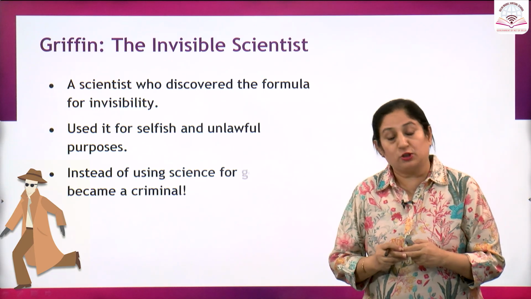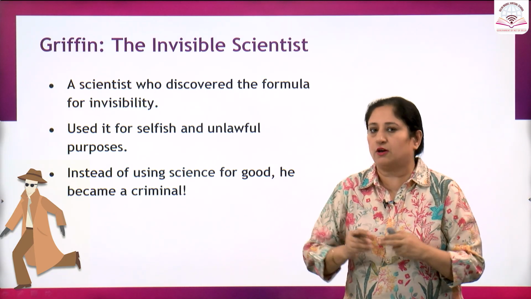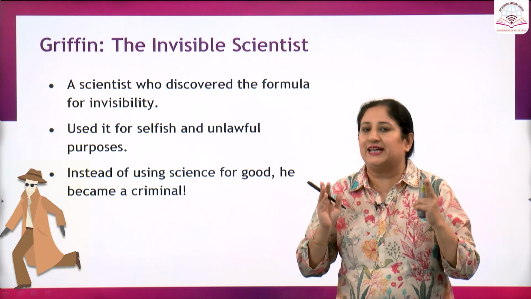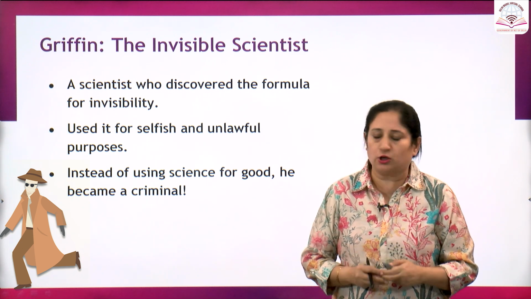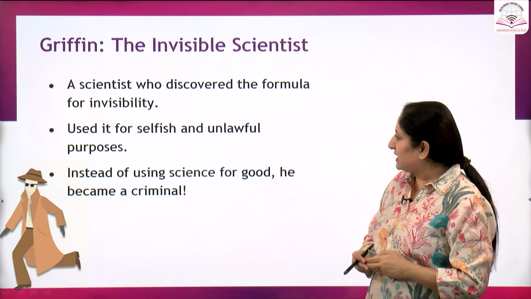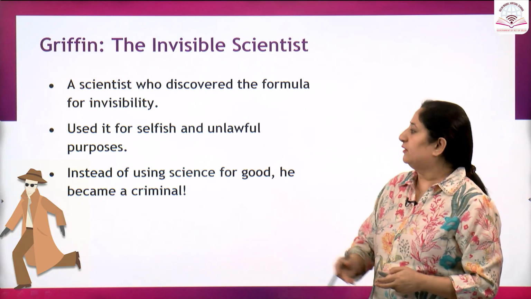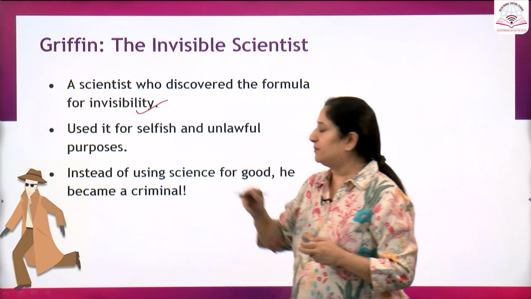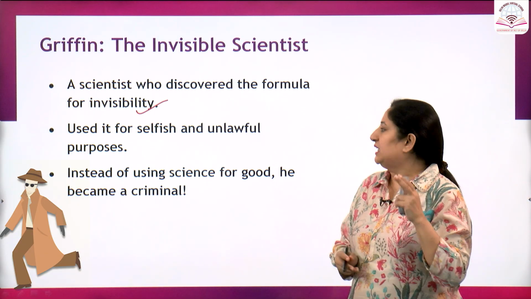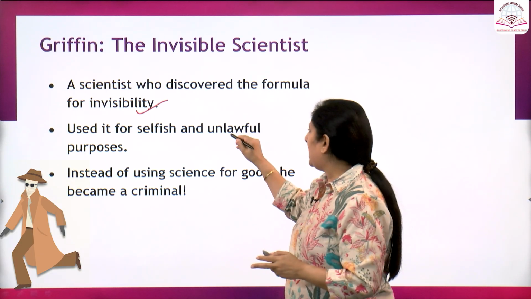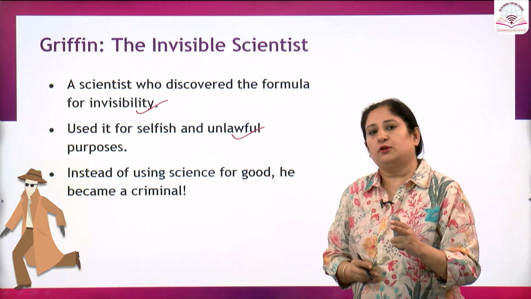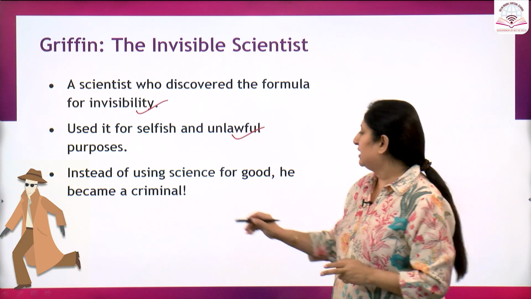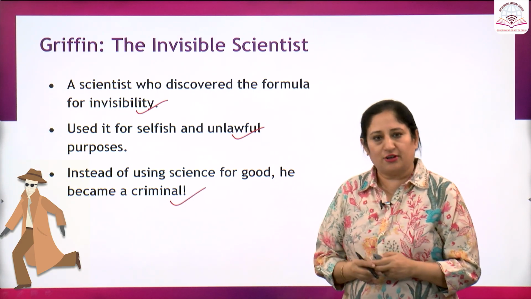Griffin, whom you can say is the protagonist or the antagonist of the story, and let's see why I am saying so. Griffin is a scientist who discovered the formula for invisibility, but he used it for selfish and unlawful purposes. Also, instead of using science for good, he became a criminal.